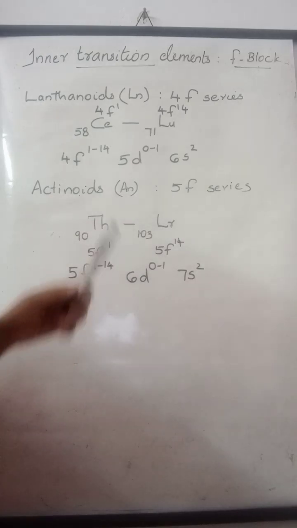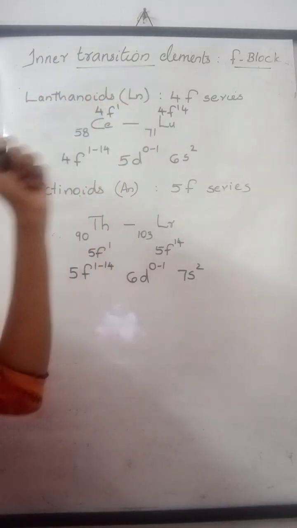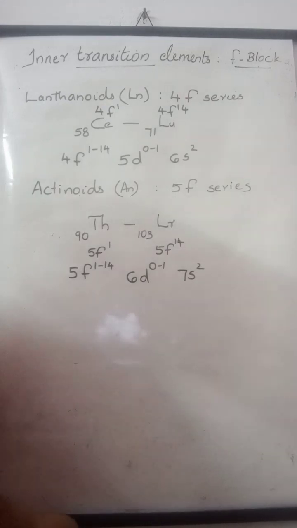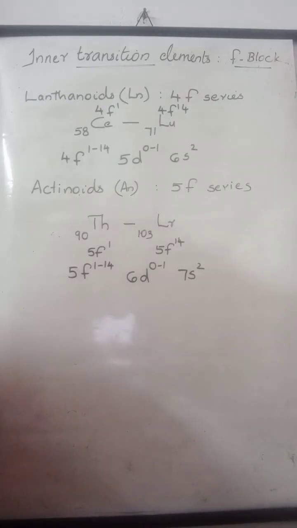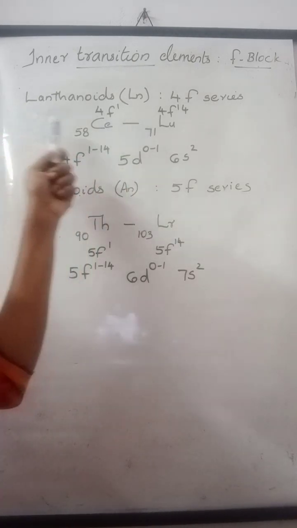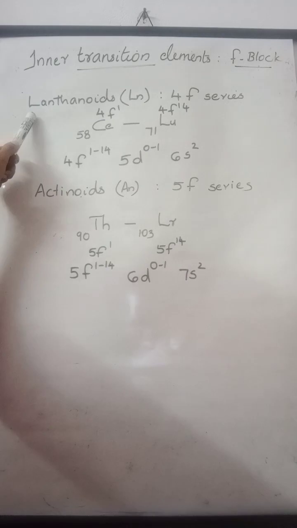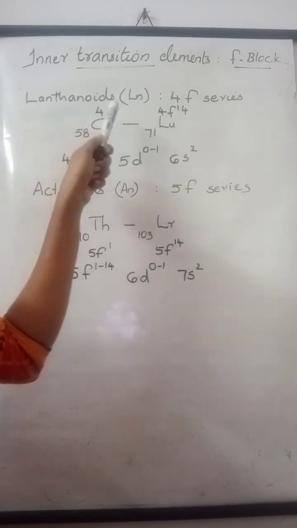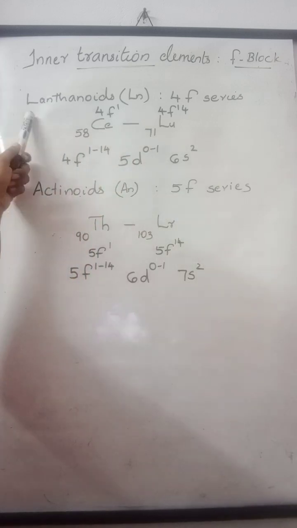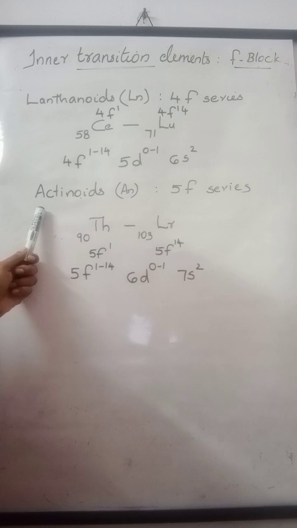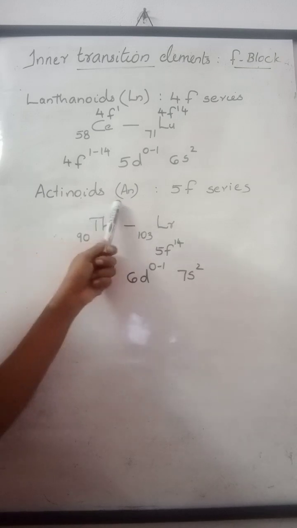Children, now let us study inner transition elements or F block elements. F block elements are placed at the bottom of the periodic table in two rows. It consists of two rows or two series of elements called lanthanoids and actinoids. The first row has 14 elements which are called lanthanoids. The second row again has 14 elements which are called actinoids.